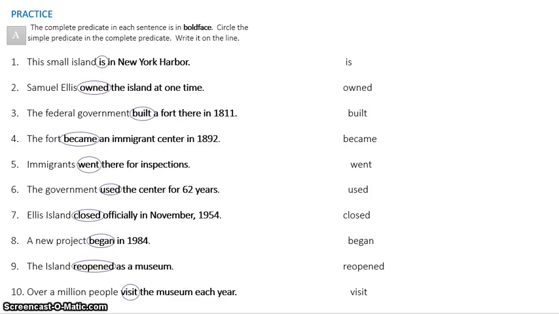If I were to do that on number 2, where would I put my red line? Well, I would put my red line in between Ellis and owned, because that's where my sentence should be divided into complete subject and complete predicate. So I would suggest, if you're struggling with dividing the sentences into complete subject and complete predicate, that you go back and take your red pencil and divide these sentences, so they'll give you practice for Friday.